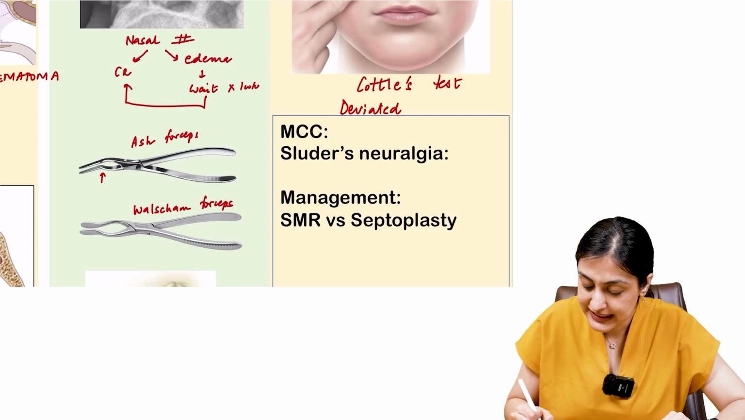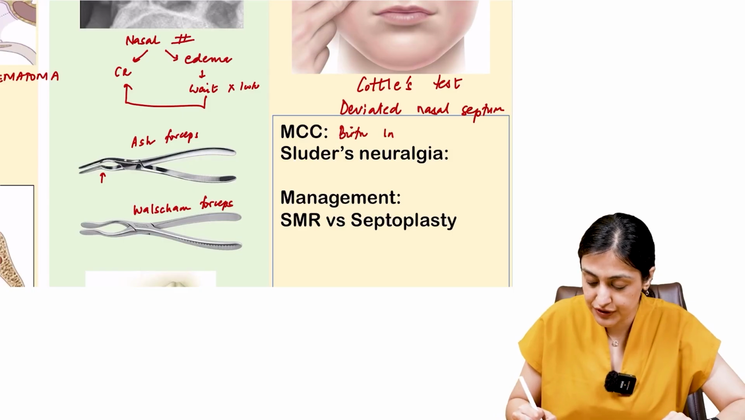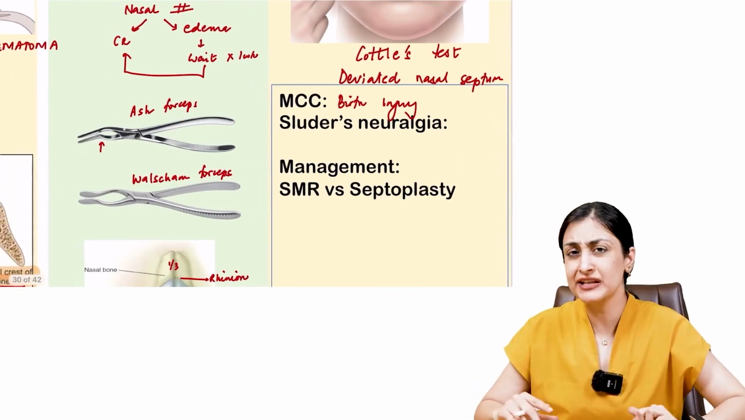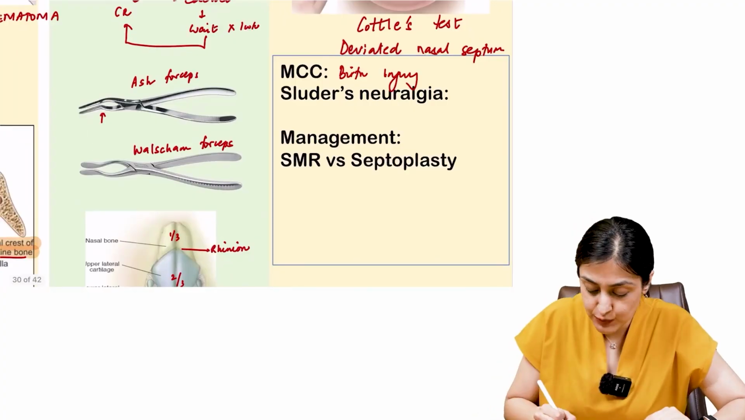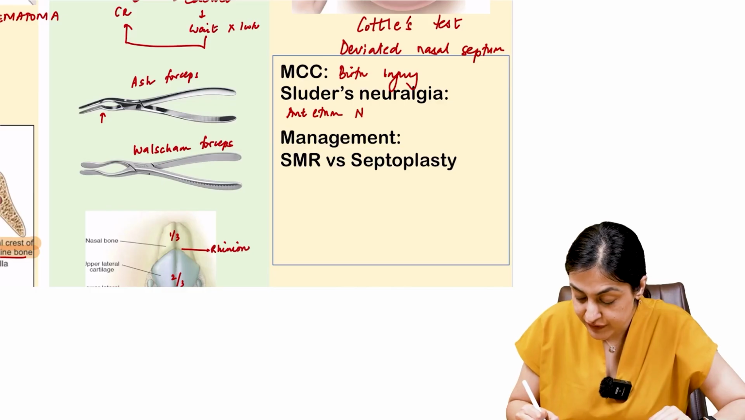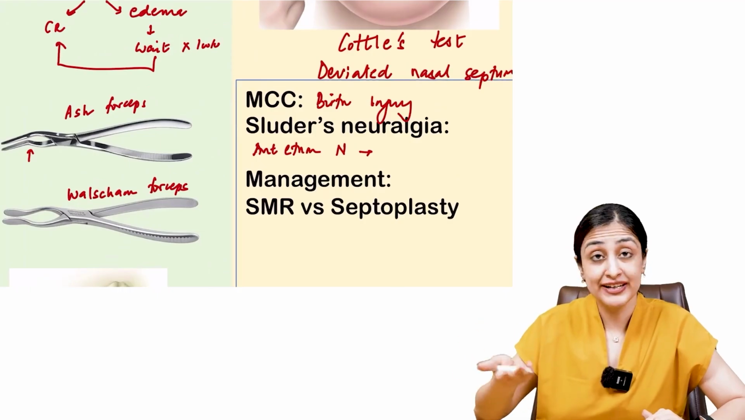So let's learn DNS, deviated nasal septum. The most common cause of this is some sort of birth injury. Now we talk about Sluder's neuralgia. So this has been an FMG question. So Sluder's neuralgia is where the anterior ethmoidal nerve is being impinged by your deviated nasal septum.